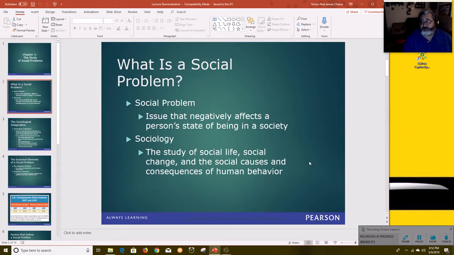The study of sociology is what looks at social problems. Of course, if you don't know the definition of sociology, here it is: the study of social life, social change, and the social causes and consequences of human behavior. This is about how groups of people work within the environment, within society.